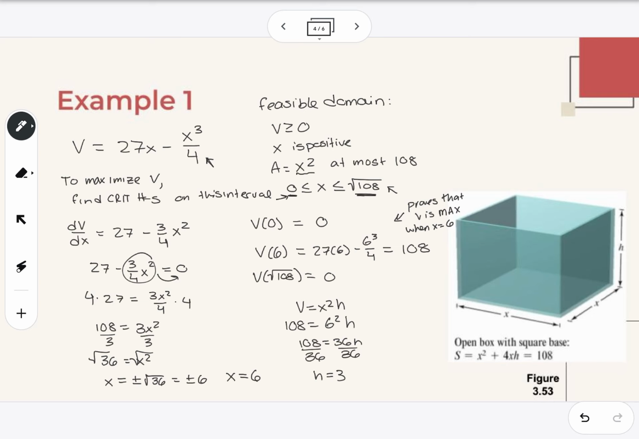So your final answer here, V is max when dimensions are 6 by 6 by 3, and all of these would be inches. That is our final answer for this problem here. So that's our first example. Pause, go back as needed. I know I'm doing some of the explaining vocally, not writing all of it down. Rewatch this example if you need. I also put the entire section 3.7 up on Classroom. They give you some other examples there. We're going to do one other example together.